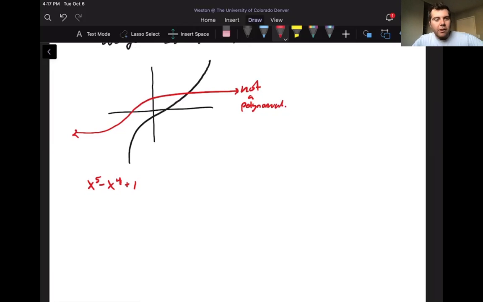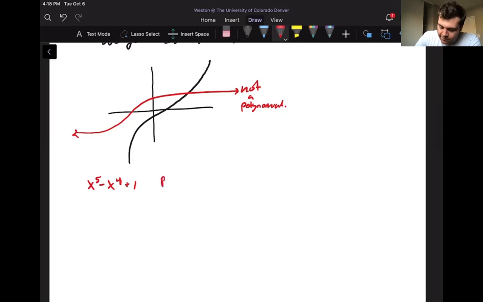All right, so maybe there's a flaw in my reasoning here. Isn't it possible that the x to the fifth could output a large number, then we subtract x to the fourth, which should also be another large number, plus 1? So maybe we are approaching a constant. It turns out that that's not the case. The x to the fifth makes large numbers grow so much faster that the x to the fourth can't do much to compete with it.